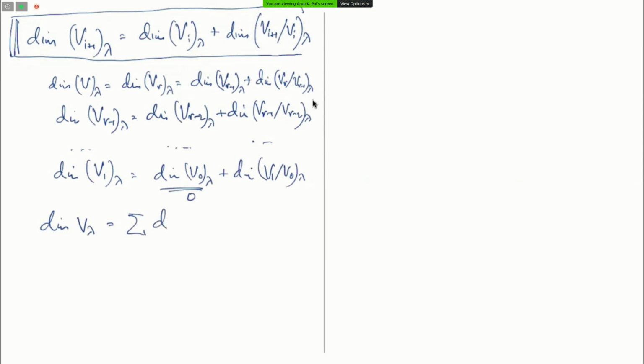Direct sum? No, this is a number, not a direct sum. These are all equations involving numbers, right? Yes, integers. It is the dimension. And there will be cancellations taking place. So what you will have is the sum over i equal to 0 to R minus 1 of the dimension of V_(i+1) quotient V_i.